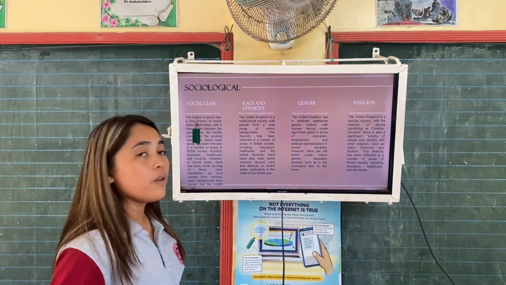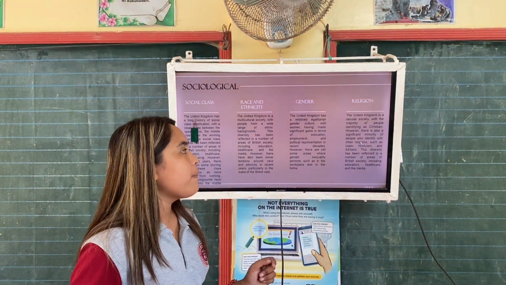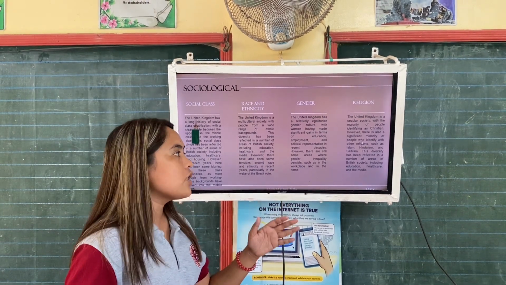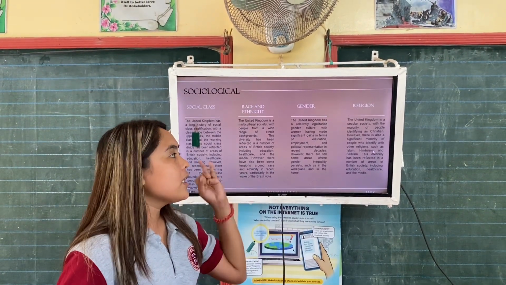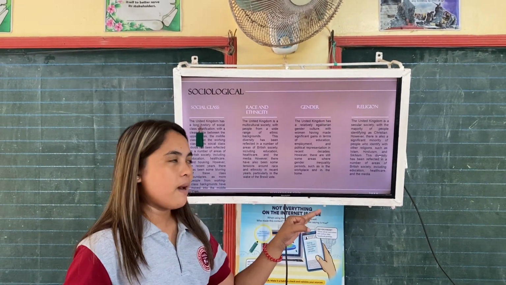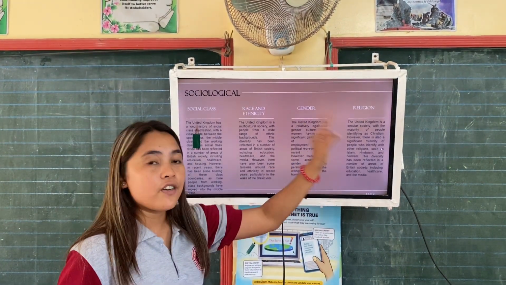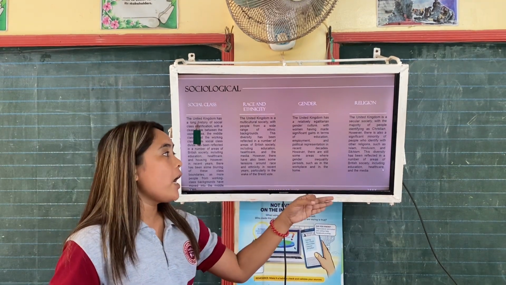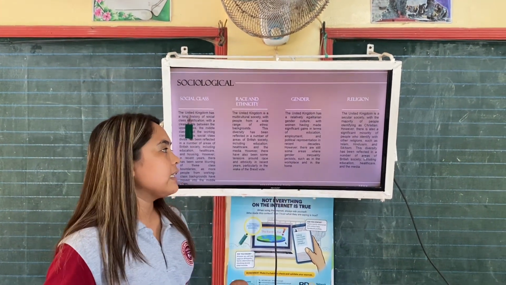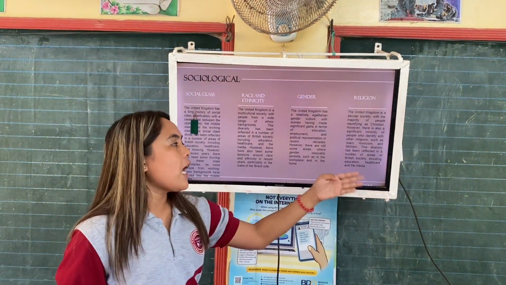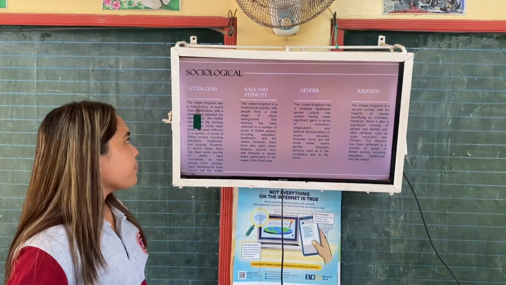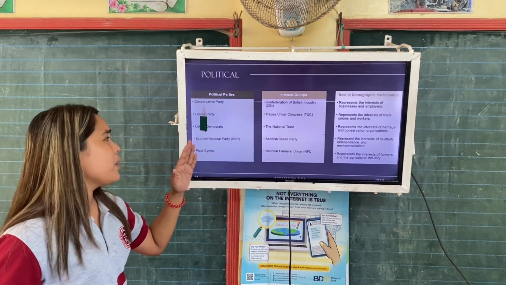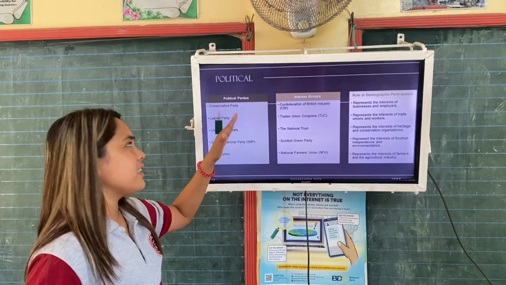However, there's also a significant minority of people who identify with other religions such as Islam, Hinduism, and Sikhism. But the majority is Christian. This diversity has been reflected in a number of areas of British society, including education, healthcare, and the media. And now let's move on to the political aspects of the United Kingdom.